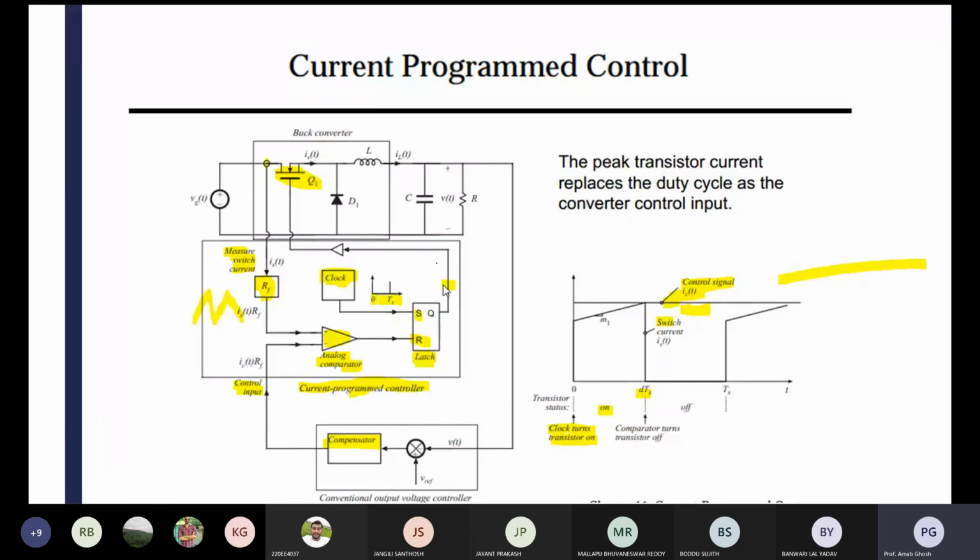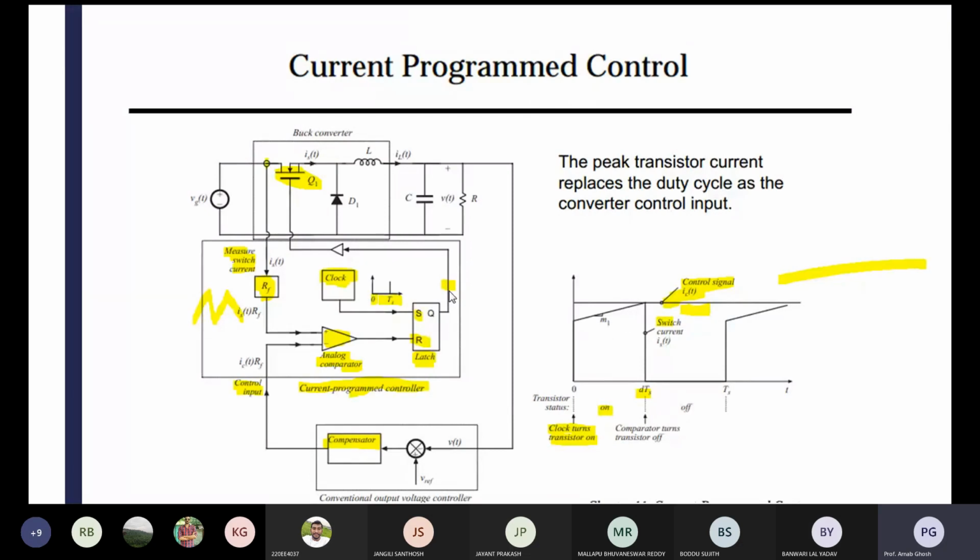Okay, the Q pulse will be high. Up to which time will it be on? Definitely the comparator turns the transistor off, meaning when the PWM goes from high to low, automatically the reset pulse will be zero, so suddenly your switch will be off, and you will not get any output from your Q terminal.